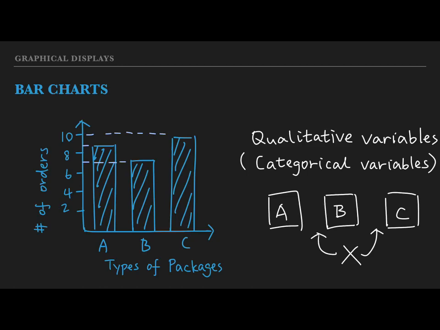Bar charts can show frequencies or percents. In the case of this graph, it tells us how many orders there are for each type of package. For example, there are 9 orders for package type A, which is the frequency of the orders for the package. But we can also show percents in the bar chart. Say there are 30% of the customers who ordered type A package. With bar charts, we can easily compare the number of orders for each type of package. For example, type B has the least orders, while type C has the most.